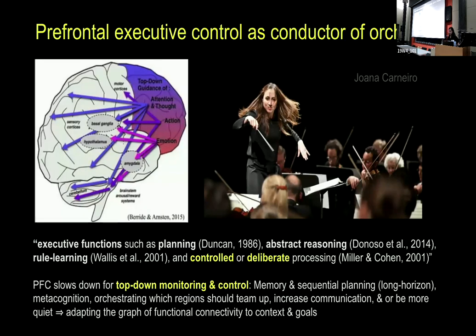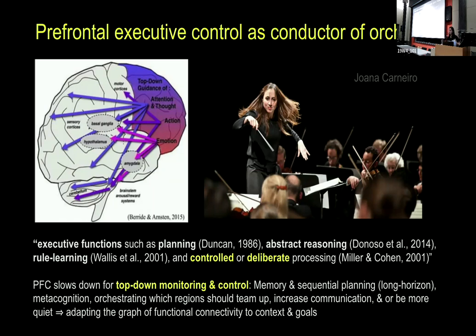And this is an image of Joanna Carneiro, a very famous orchestra conductor, which is not unlike what the PFC does. Different parts of the brain do different things. They have different processes, different representations, and the prefrontal cortex basically, as you can see from the Deep Learning Needs a Prefrontal Cortex paper, mediates executive functions such as planning, abstract reasoning, rule learning, and controlled or deliberate processing.